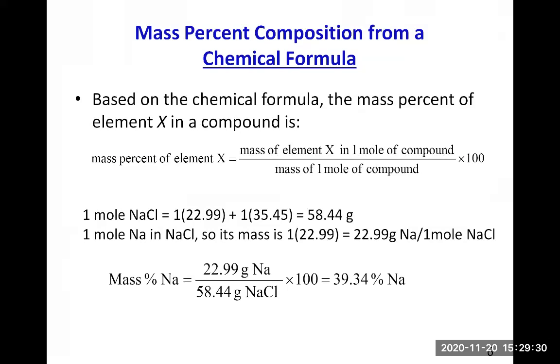So then to calculate the mass percent, you do the mass of Na in 1 mole of the compound, and it's 22.99 grams, over the molar mass of the compound, 58.44 grams for NaCl, times 100. And you will come up with this number, 39.34% of Na that we've seen earlier. So that's how you can calculate the mass percent composition using the chemical formula.